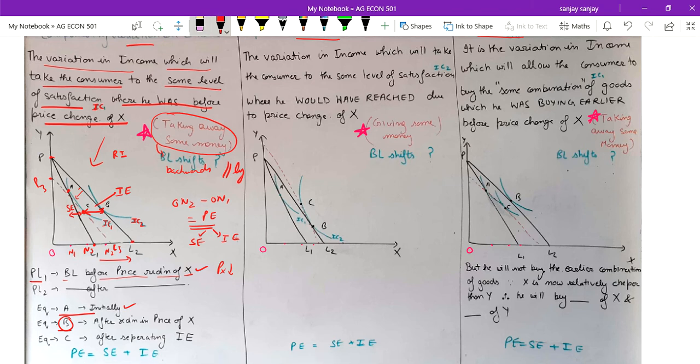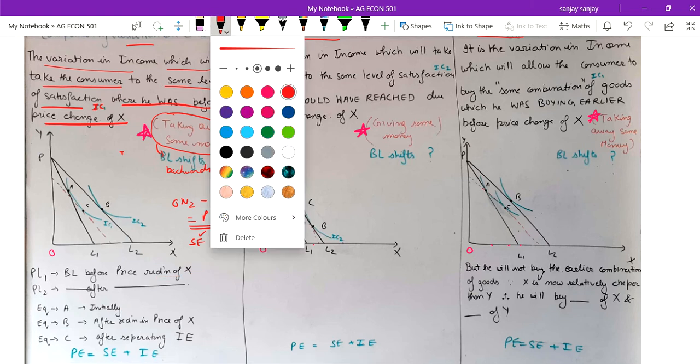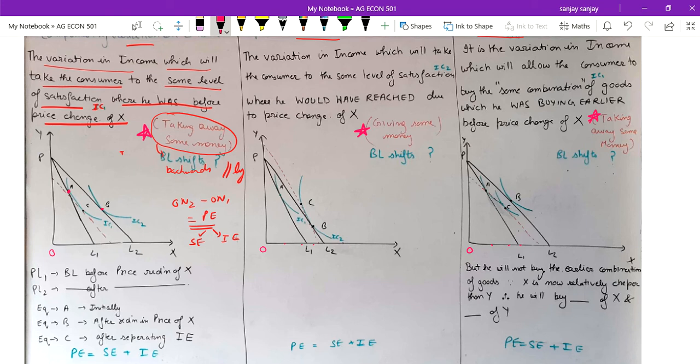Okay, let me just remove it from here and we'll understand it again so that it is very clear to you. First he was here. After the change in price of X, he was here. What happened was we took away some income from him so that he comes to the earlier level of satisfaction. When we take away some income, the budget line shifts backwards and it is tangent to the earlier indifference curve at point C. So now this difference is called the income effect and this difference is called the substitution effect.